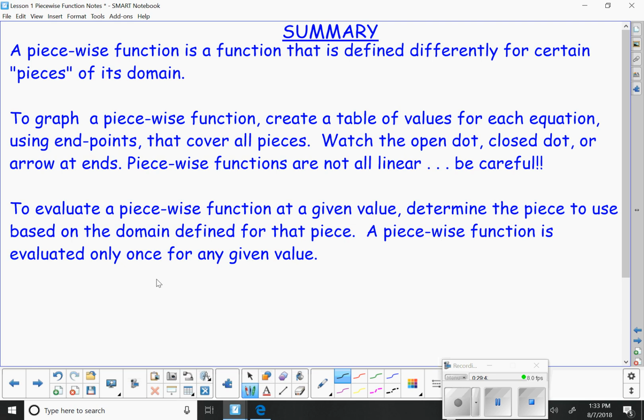To evaluate a piecewise function at a given value, determine the piece to use based on the domain defined for that piece. A piecewise function is evaluated only once for any given value. A function means for a given input there's one and only one value. Answer.